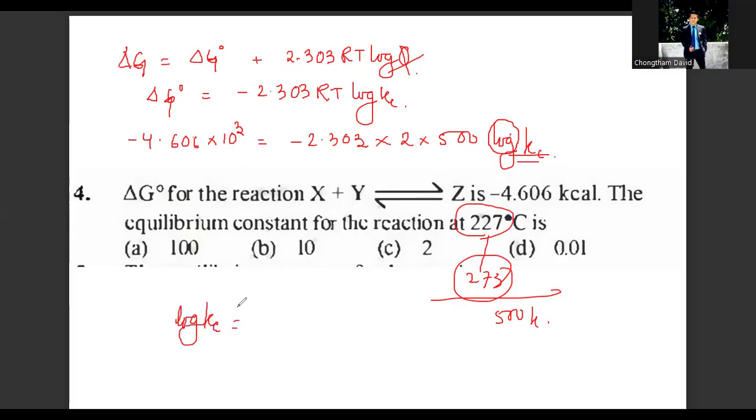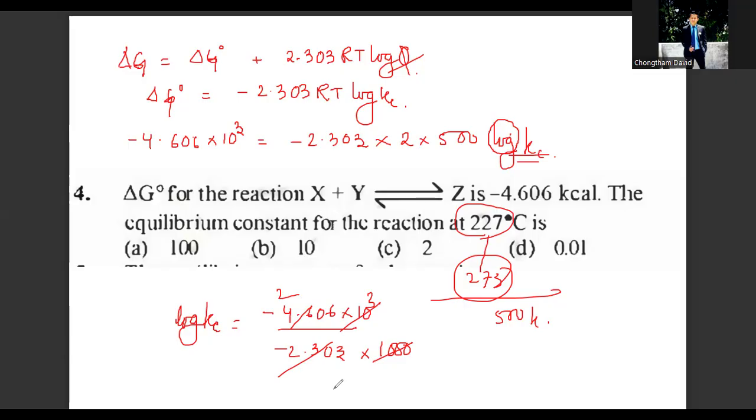Log Kc is equal to minus 4.606 divided by minus 2.303 into 10 to the power 3, divided by 1000. Cancel this. You get 2. Right?